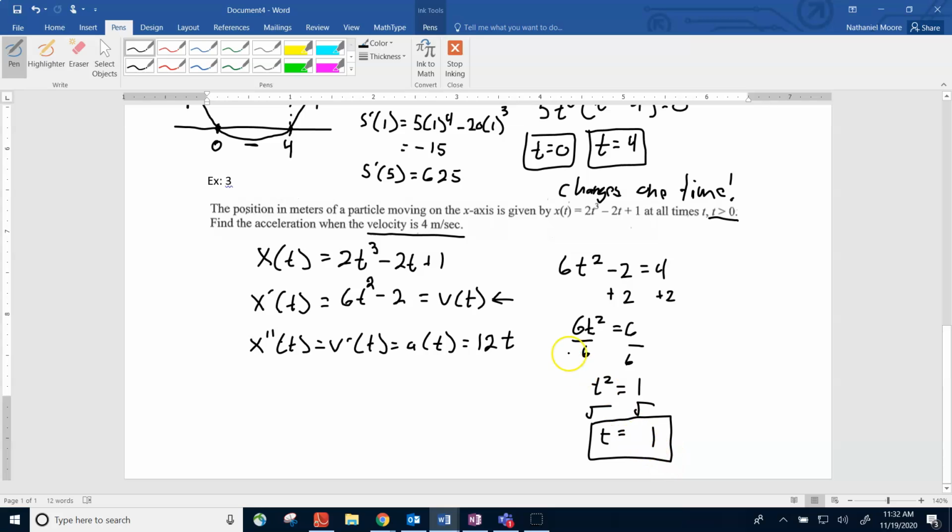So what do we do with this? Well, we're trying to find the acceleration. So let's use our acceleration part here. Because we know a of t was equal to 12t, we're going to plug in our time of 1. So it's going to be a of 1, which would just be 12 times 1, which is equal to 12. So we would get our acceleration, which would be 12, when the velocity is 4 meters a second. And that's it.